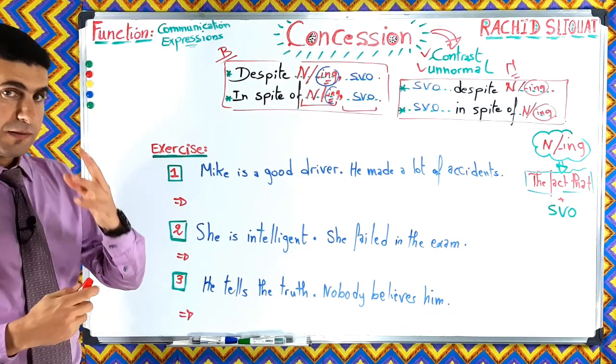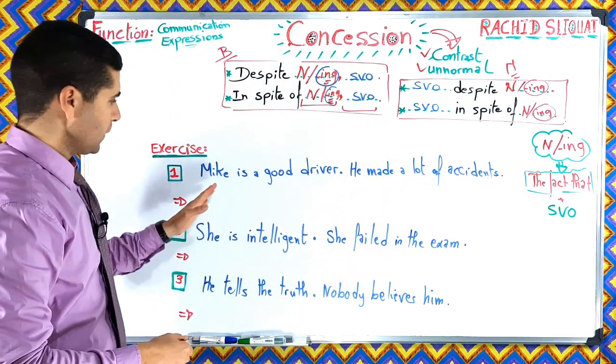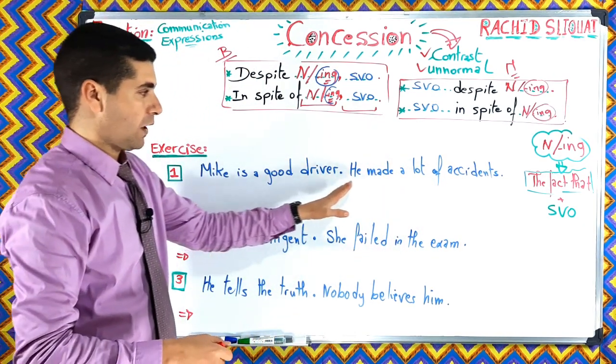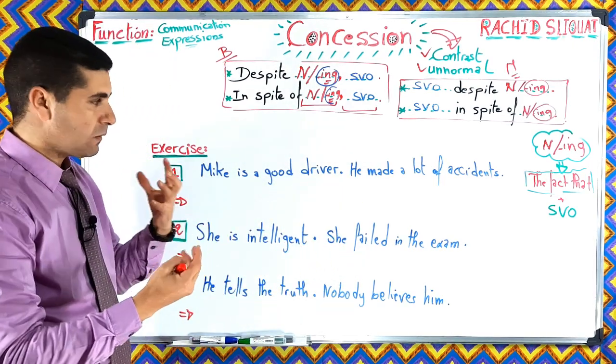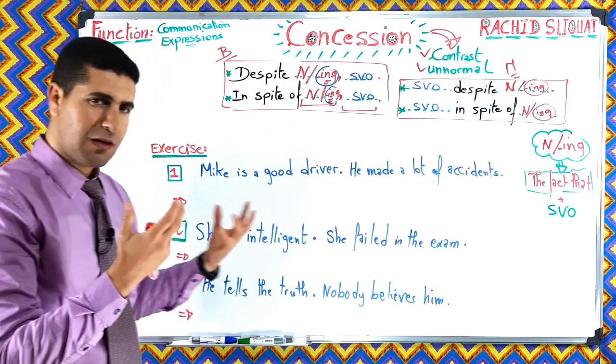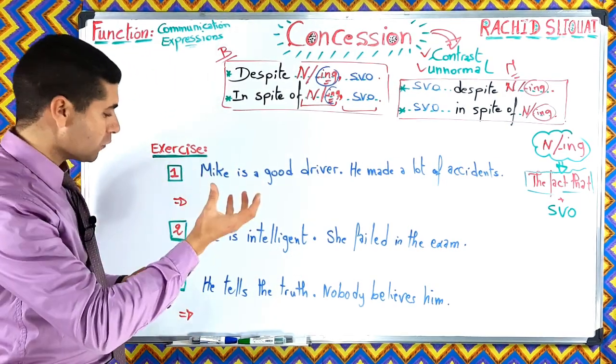So here we have, as I said, two actions: action number one and action number two. Mike is a good driver. He made a lot of accidents. As you can see, there is a kind of contrast. There is something abnormal between these two actions.